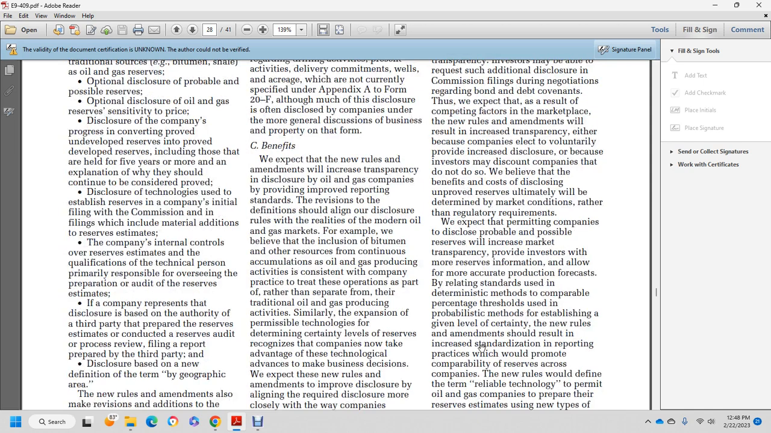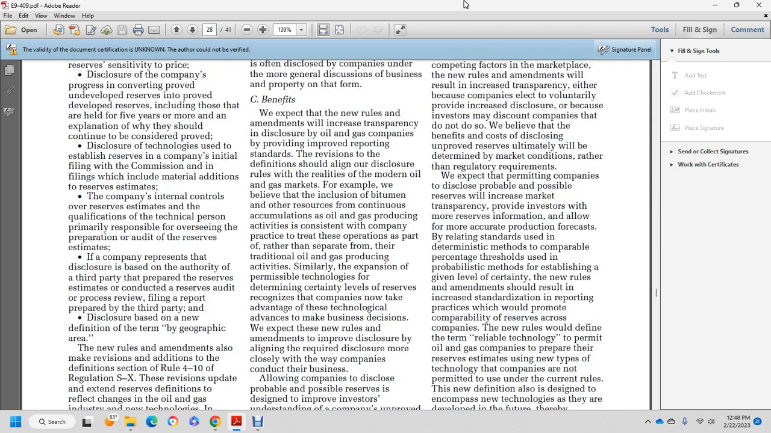We expect permitting companies to disclose probable and possible reserves will increase market transparency, provide investors with more reserve information, and allow more accurate production forecasts. Relating to standards, there are deterministic methods with a comparable percentage threshold, and probabilistic methods of establishing a given level of certainty. The new rules and amendments should result in increased standardization and improved practice, which would promote comparable reserve reporting across the country.